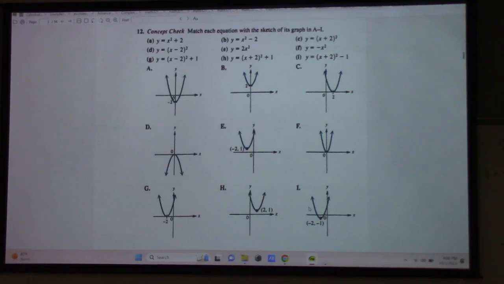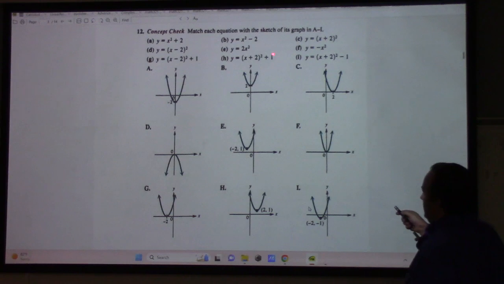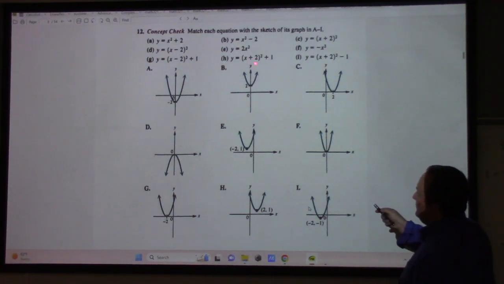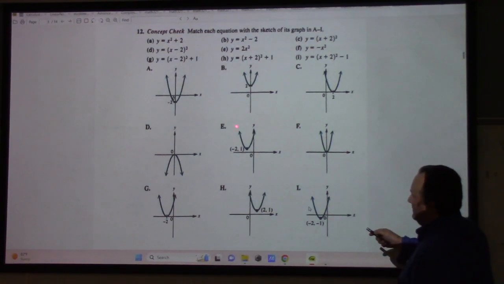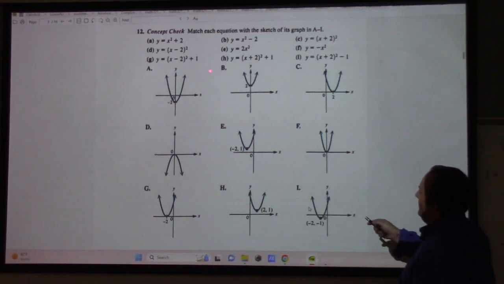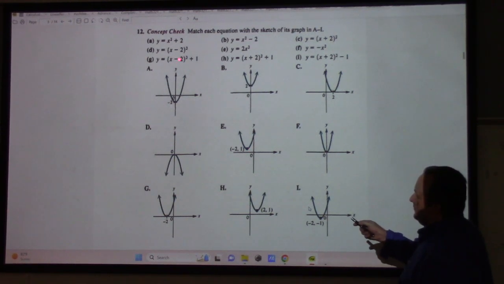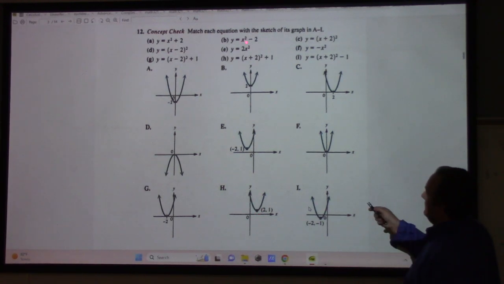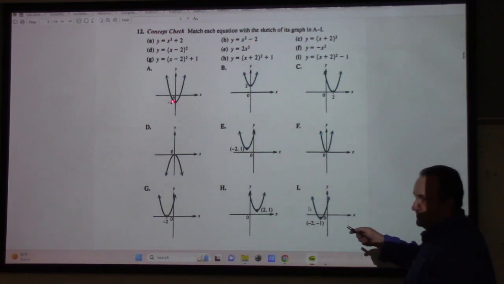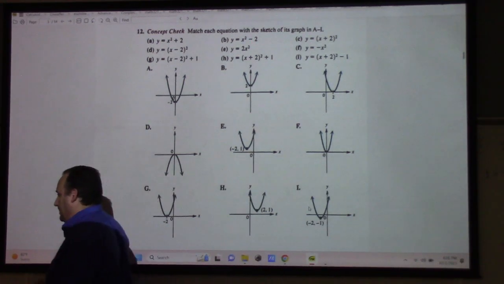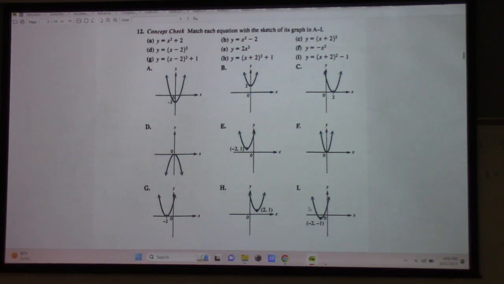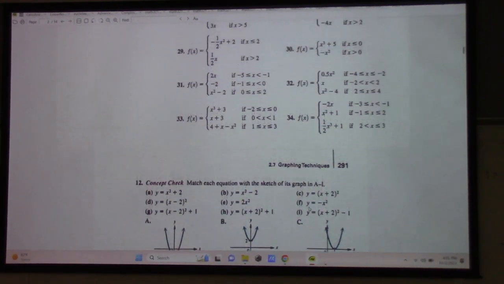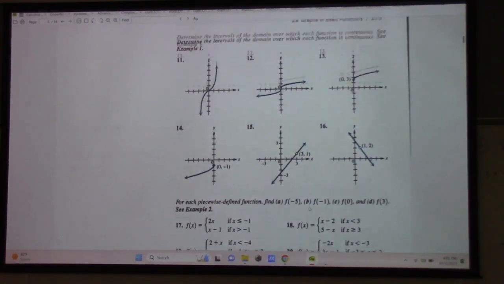Like, for example, let's look at this one. x plus 2 squared plus 1. That is shifting left 2 units and up 1. That one. Right? How about this one? I shift right 2 units and up 1. So that's got to be this one, right? This one is just x squared minus 2. That's the standard parabola shifted down 2. That's this one, right? Second, let me go back to the previous page here. We talked about those already.